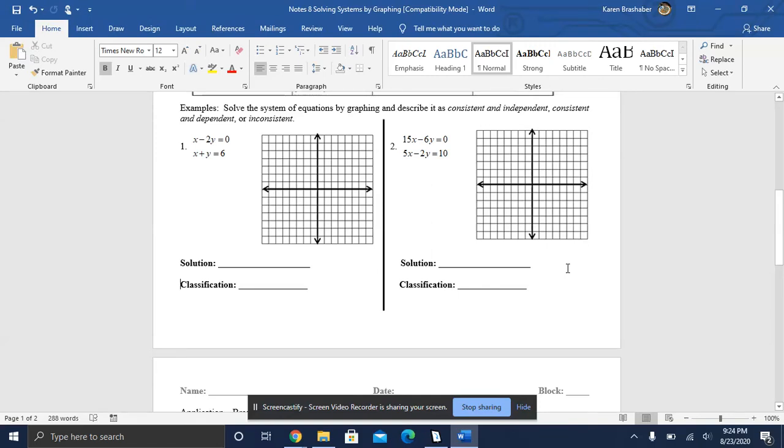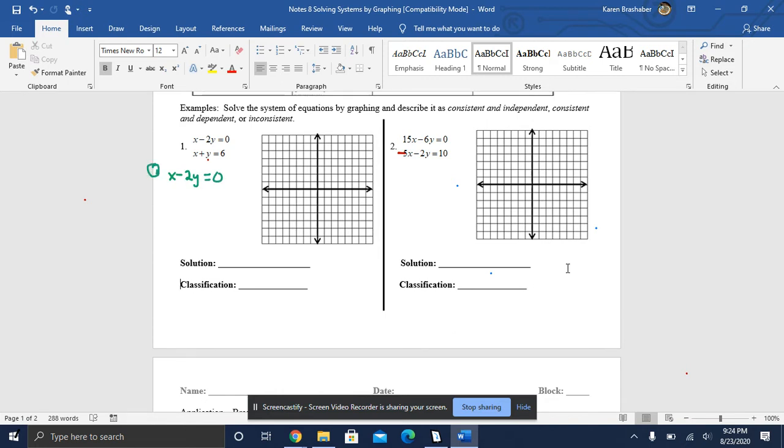For our examples, we are going to solve a couple of systems of equations by graphing. And so remember that your first step is to take each equation and solve for y. So I will start with x minus 2y equals 0. I'll make that my first equation.